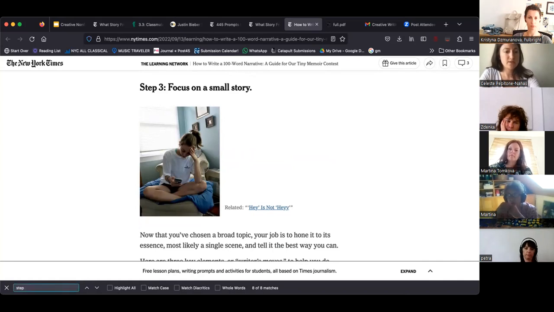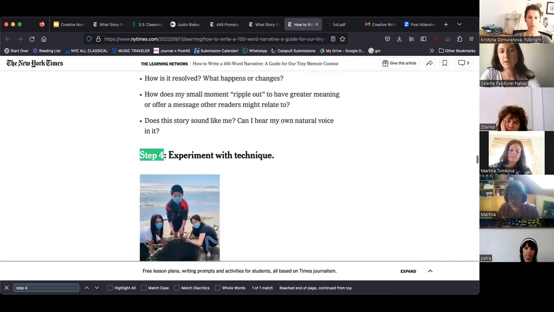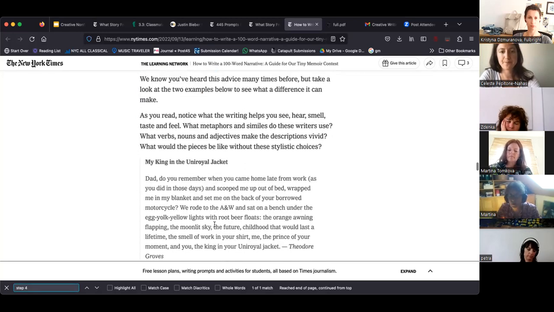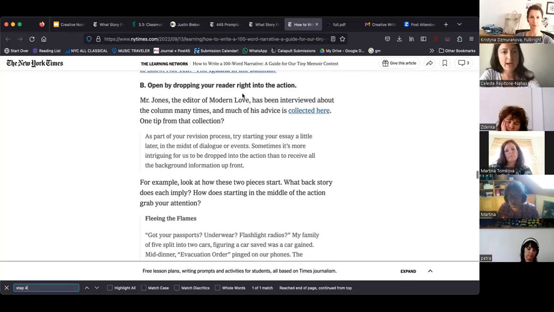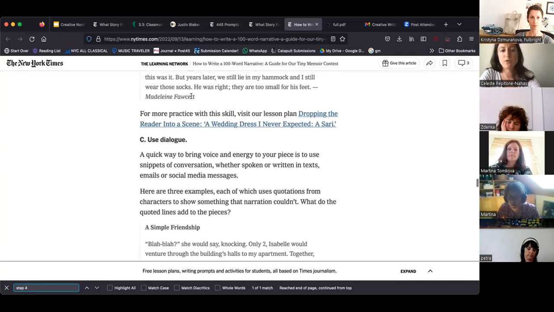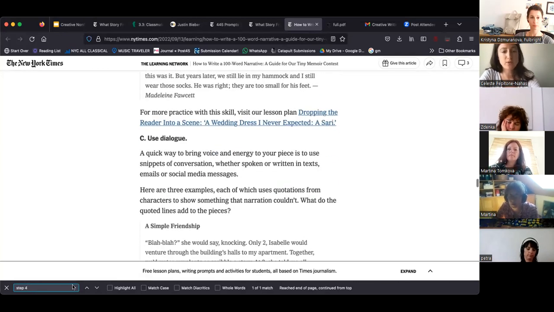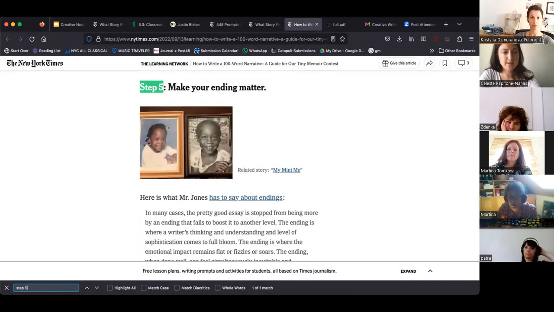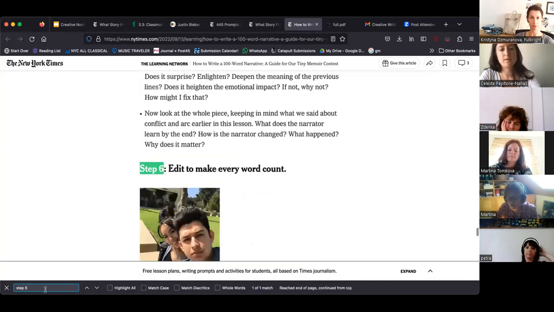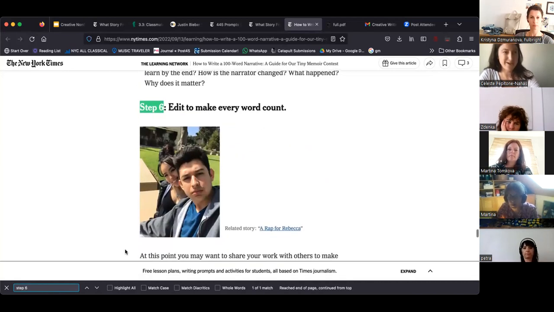And then we get to step 4, experimenting with technique. This is going to be things like dropping your reader right into the action or using dialogue, which you can do even with just 100 words. Step 5, having a powerful final sentence. Step 6 is editing. Because it's so short, every word matters.